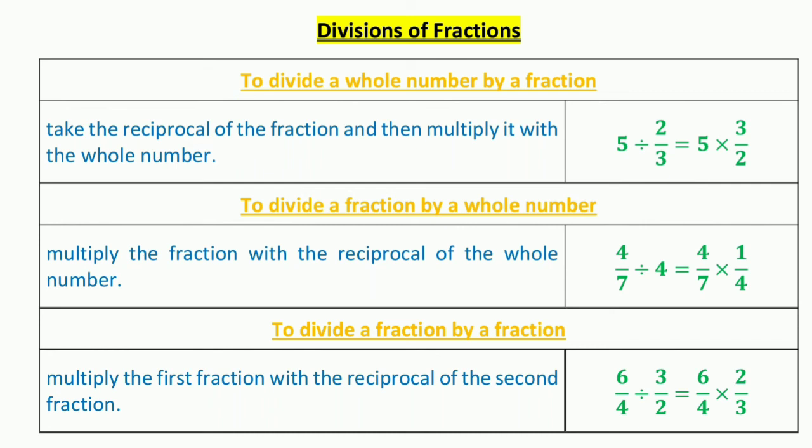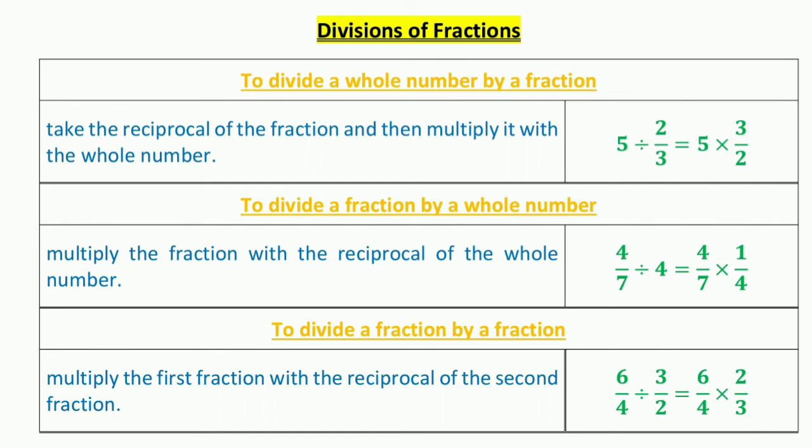Now second, to divide a fraction by a whole number, multiply the fraction with the reciprocal of the whole number. That is, 4 upon 7 divided by 4 is equal to 4 upon 7 into 1 upon 4. 1 upon 4 is the reciprocal of 4.